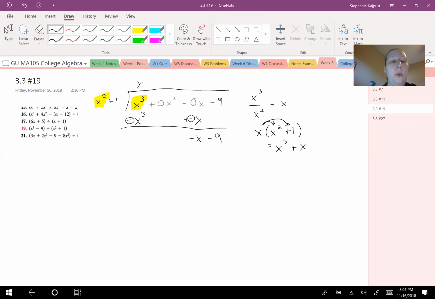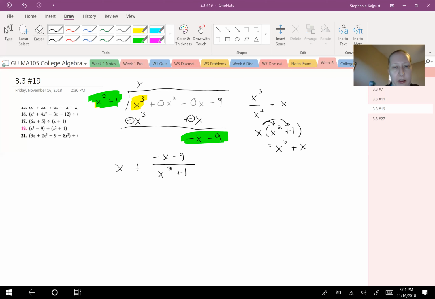Now as soon as I get to a point where the degree of whatever I have, like let me highlight this, the degree of this part is smaller than the degree of what I'm dividing by, that means that's a remainder. So I have a negative x that's smaller than the x squared, so that means there's a remainder here. So when you divide this, you get an x, and then I need to set up my remainder. Negative x minus 9 divided by x squared plus 1.